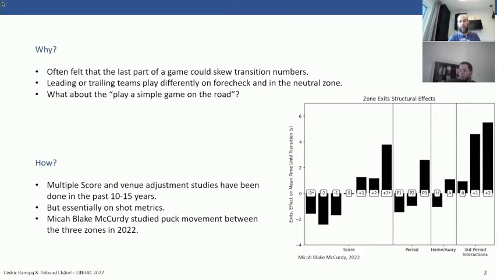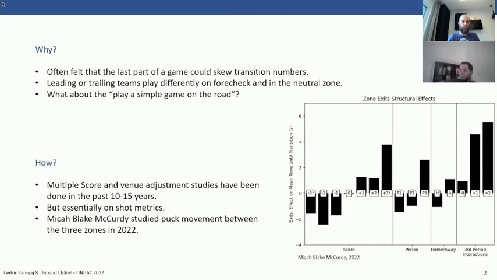And so the idea behind the paper was to quantify that assumption that the score of the game has a huge impact on how teams are transitioning their puck, in terms of control versus not control and success percentage. And the second idea was also to check if playing at home or on the road, the venue adjustment, also has an impact on transition. We have all heard about the play-simple-game-on-the-road mantra, where teams on the road are supposed to play a bit safer, dump the puck a little bit more, take less risk, with fewer controlled exits and entries. Did we see that in the data? That was the second idea.